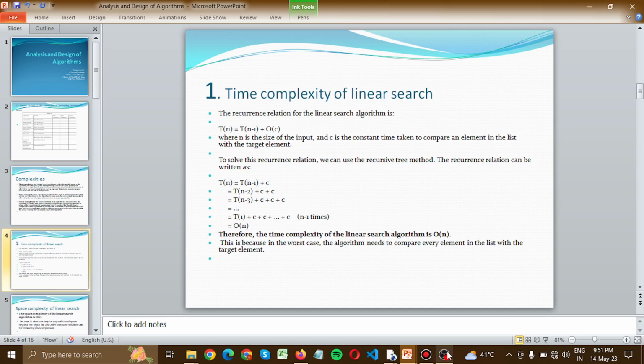The recurrence relation can be written as T(n) = T(n-1) + C, which repeats n-1 times. So we find the time complexity of linear search is O(n). Therefore, the time complexity of the linear search algorithm is O(n). This is because in the worst case, the algorithm needs to compare every element in the list with the target element.